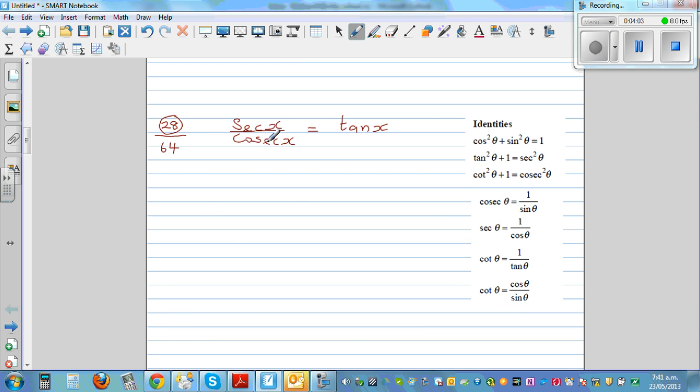Sec x over cosec x is equal to tan x. I'm going to write this question like this. The left-hand side is sec x divided by cosec x. Most of the questions can be done by just converting into sine and cos. So sec is a reciprocal of cos. In place of sec, I can write 1 over cos x, divided by cosec. The full form is cosecant, but I say cosec. Cosecant x is 1 over sine x.